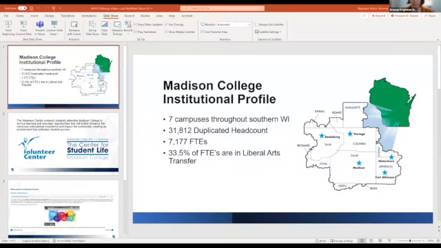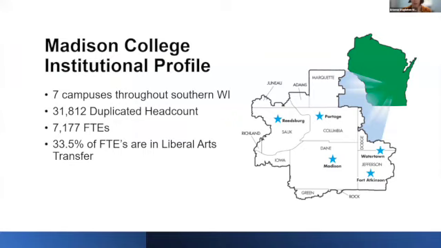My name is Brianna Stapleton Welch, and I am a student program advisor at Madison Area Technical College. Our marketing department calls us Madison College, and we are based in Madison, Wisconsin. Just a little bit about our institution: we have 7 campuses throughout southern Wisconsin. The map shows the district that we cover as part of the Wisconsin Technical College system. We have almost 32,000 duplicated headcount, and approximately 7,000 of those students are full-time enrollments.